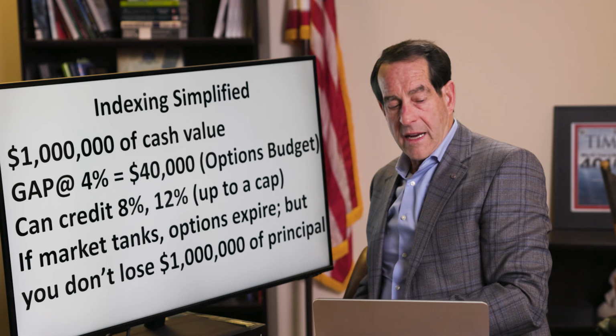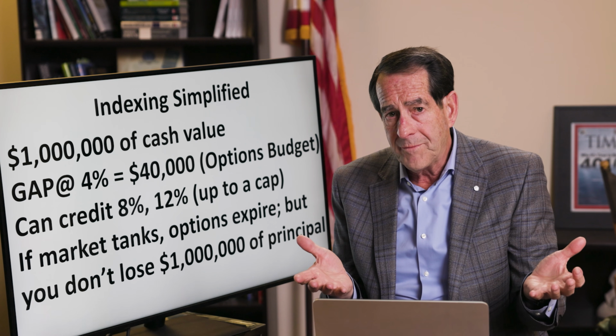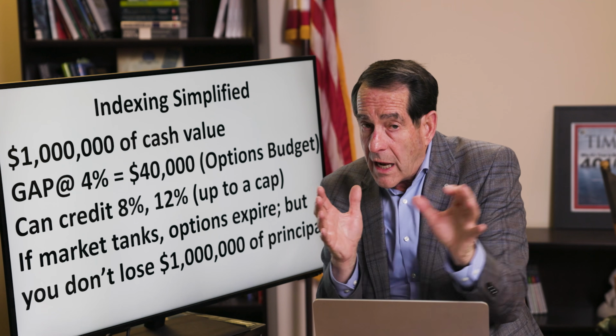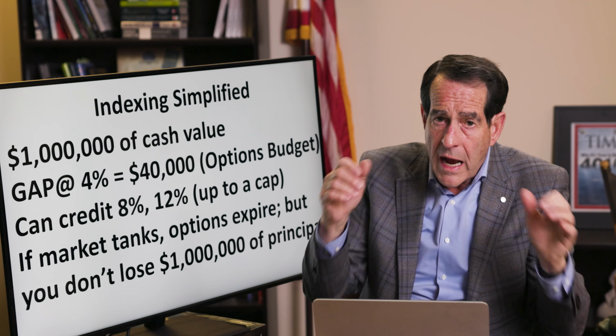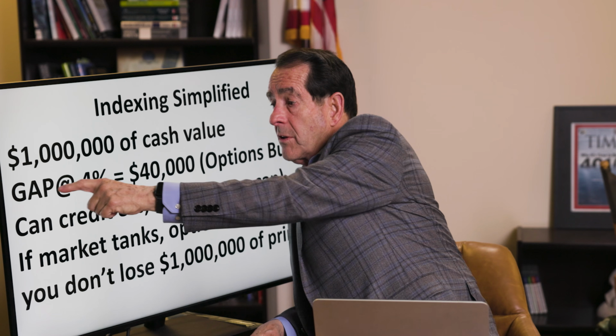So with indexing, when I get $1 million in my IUL policy, let's just look at that. If I feel like we're headed for a recession, I think the market's gonna crash this year, I just can settle for the general account portfolio.